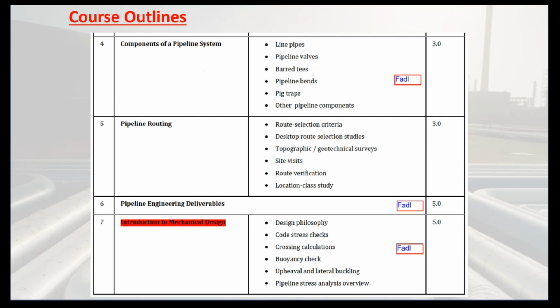The majority of clients will only require these calculations, which are crossing calculations, buoyancy calculations, upheaval and lateral buckling calculations. We will also be talking about design philosophy of code, the code stress checks or thickness calculations. We will also be talking about bend thinning, the minimum elastic bend radius, and all of these things. And at the end of this module, we will have an introduction to pipeline stress analysis using Bentley AutoPIPE.